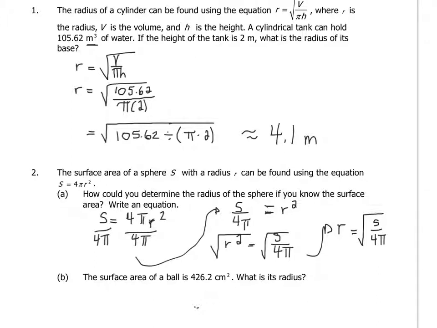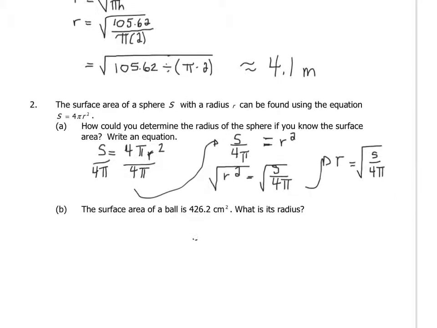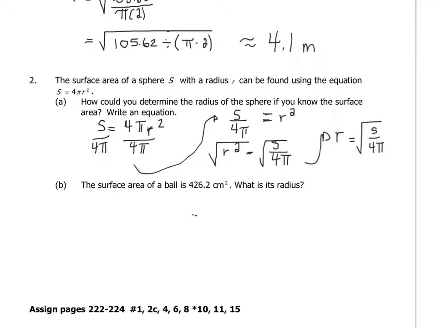Okay, so the next example, or part of that question, tells you that the surface area of a ball is 426.2 centimeters squared. What is the radius? So we're going to use our new formula that we just came up with, that r equals the square root of s over 4 pi, and r should be equal to the square root of, in this case they told us that s was 426.2 over 4 times pi.